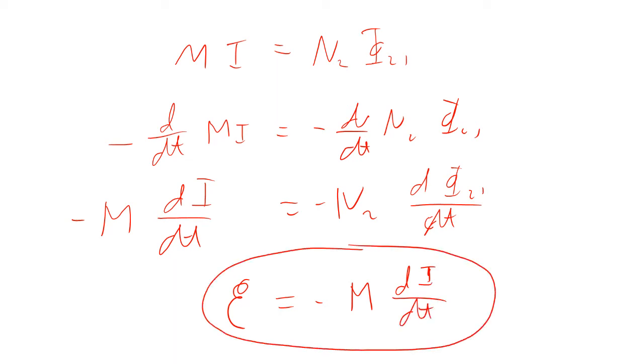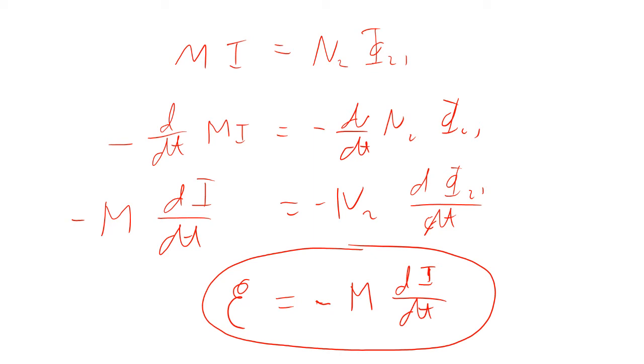So the rate of change of the current is directly proportionate to the EMF induced in the secondary circuit. The proportionality we simply call the mutual inductance. Mutual inductance is purely geometric.